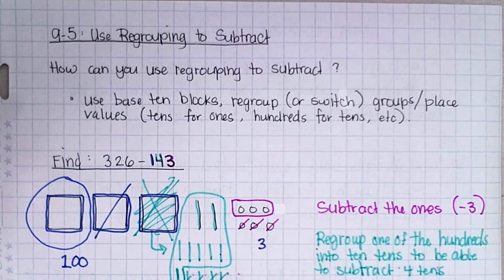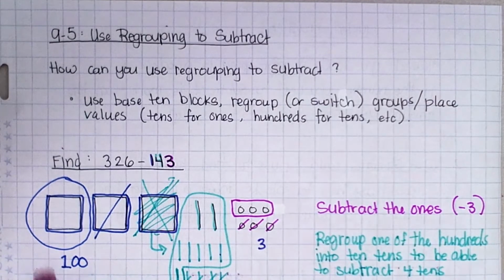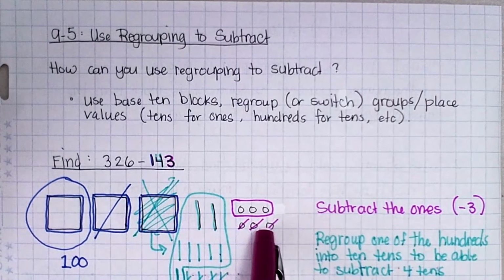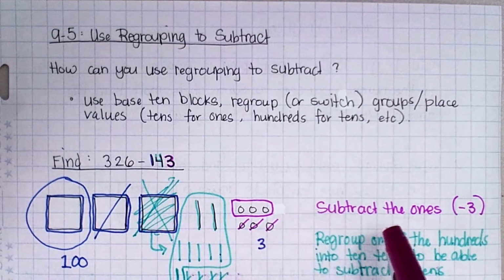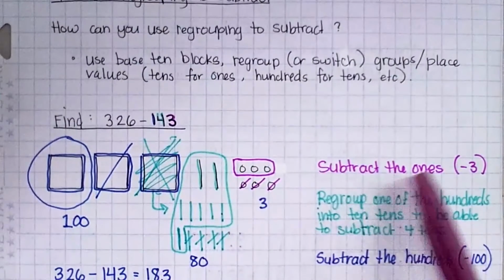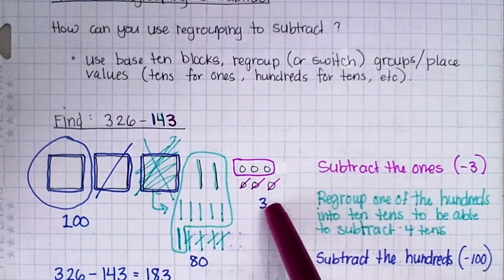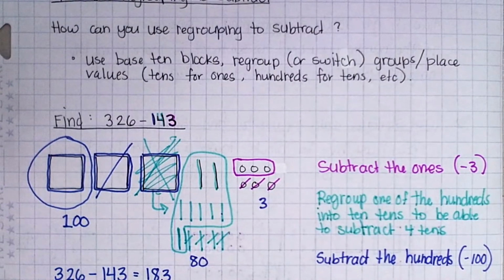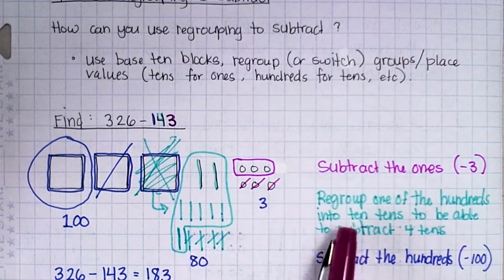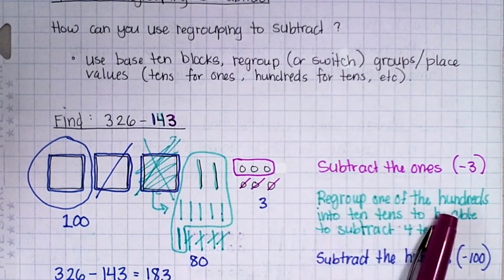So my example here says find the difference of 326 minus 143. So here I drew out my 300, 20, and 6. So first thing I'm going to do is subtract my ones. So I subtracted 3 ones. So now I have 3 ones left over. Then I had 2 tens, but I needed to subtract 4 tens. So in order to subtract 4 tens, I needed to regroup one of the hundreds.